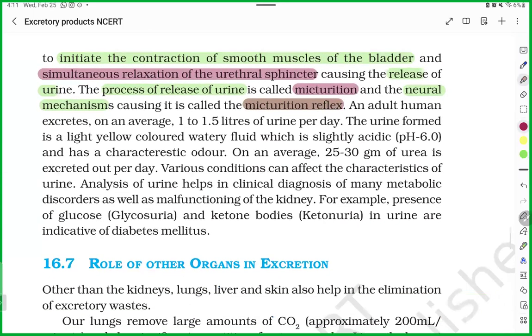If we consider an adult human, how much urine do we produce every day? 1 to 1.5 liter per day. What is the color of the urine? Light yellow color, watery fluid. What is the pH of the urine? Acidic pH. And there is a characteristic odor, the smell of urine, that all of us know. How much urea do we produce every day? 20 to 30 gram urea we produce per day. In 1 to 1.5 liter of urine, we have almost 30 gram urea.